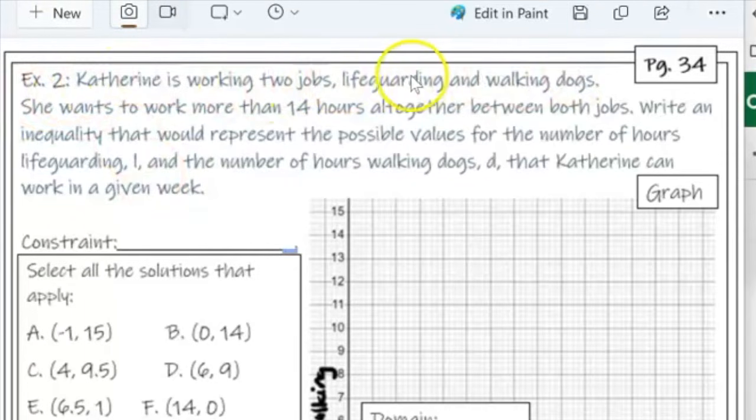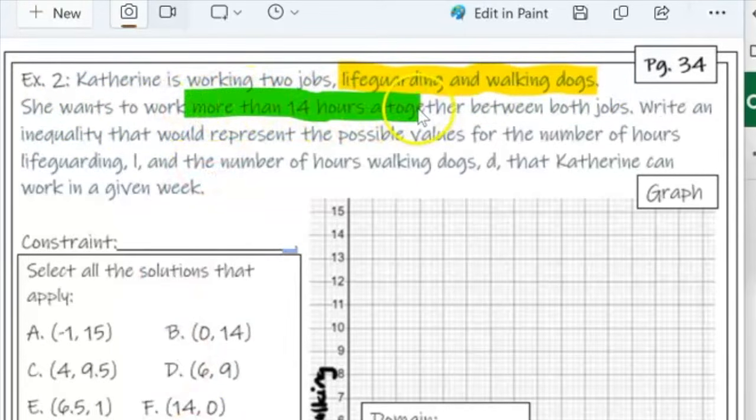Okay, so she's working 2 things. So there are only 2 possibilities, lifeguarding and walking dogs. She wants to work more than, okay, so that's a key word from page 30. So more than 14 hours altogether is a keyword. Write an inequality that will represent the possible values for the number of hours lifeguarded.